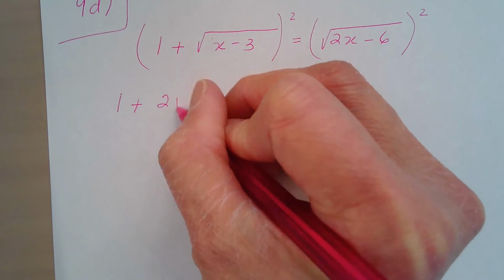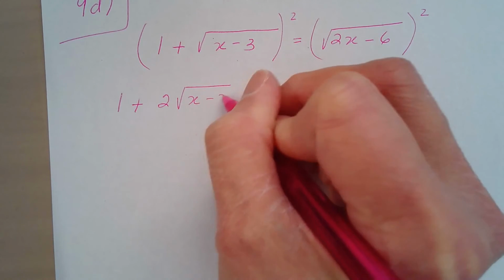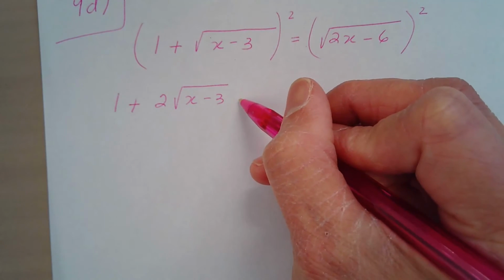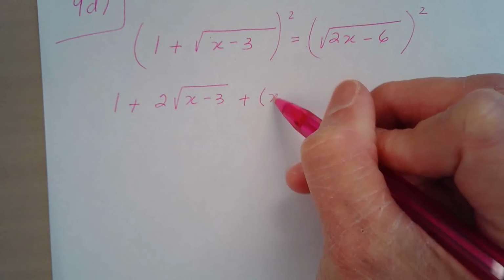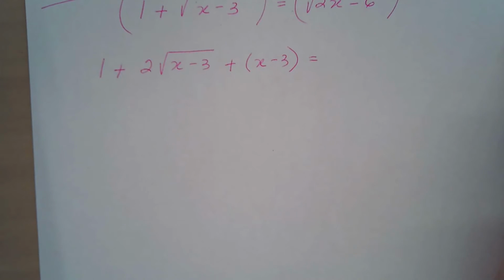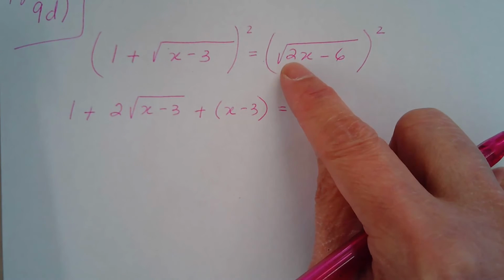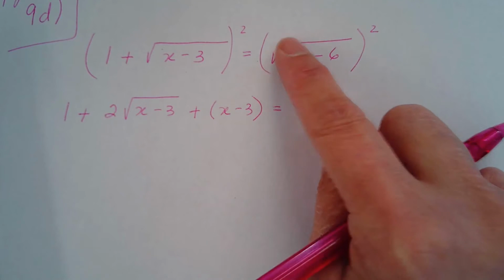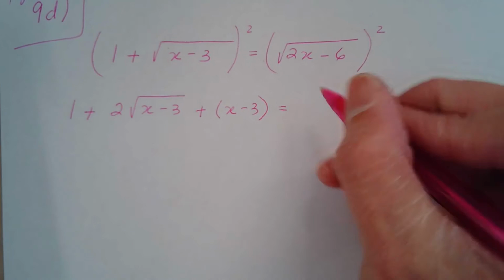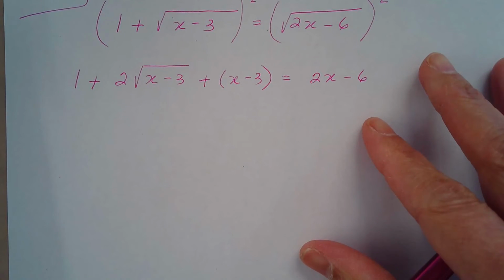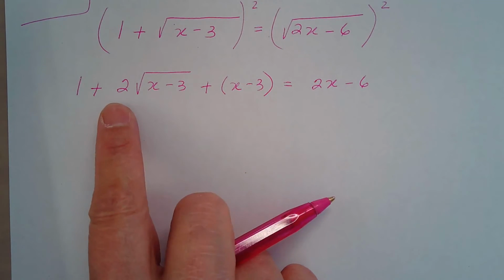So 2 root of x minus 3. And then squaring this is going to give us plus x minus 3. I'll just put it in brackets. Okay, what about this one here? Oh, this is kind of nice because everything is under one radical, so it's going to be square root of 2x minus 6 squared. That's just going to be 2x minus 6. Yes? Where did I get the 2 from?